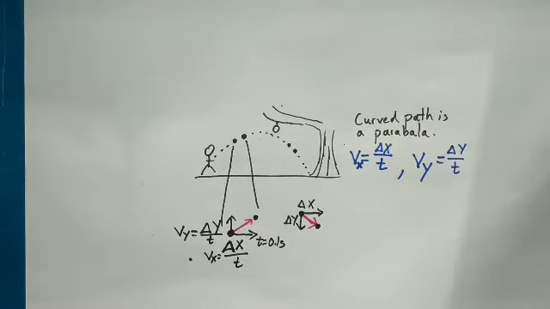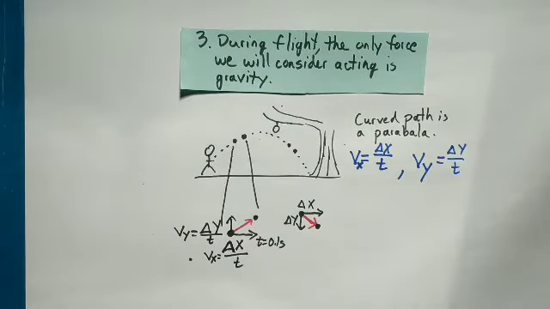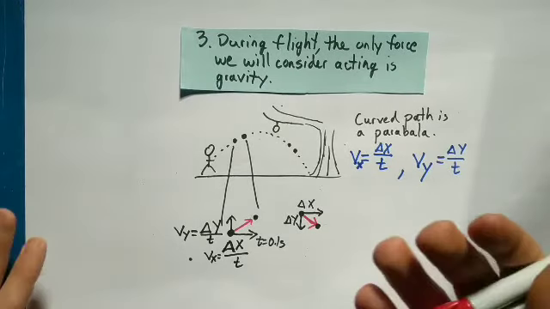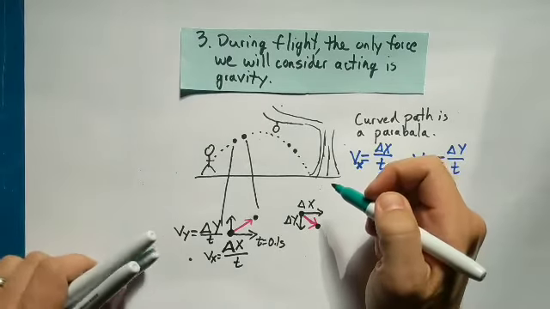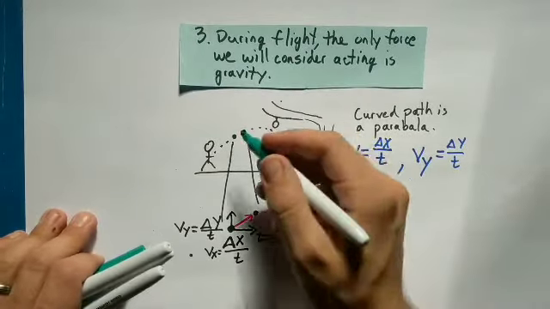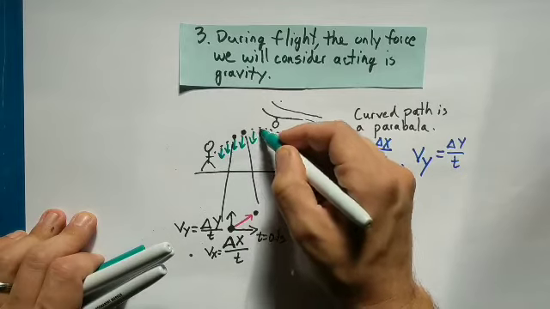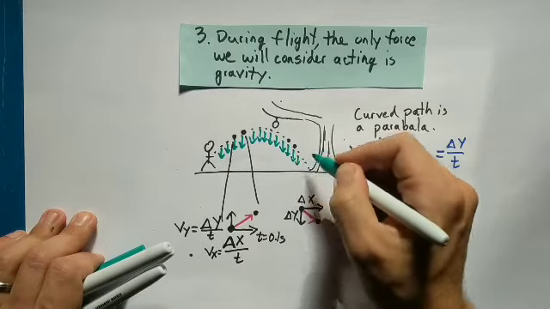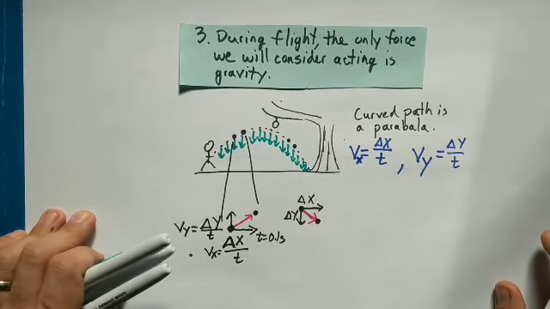And this brings around our third and final point for our conceptual understanding of what we need to do today. During flight, the only force we will consider acting is gravity. We all know that gravity, I will represent gravity with a different color. Gravity will be green because, G and G. And gravity is pulling down on this rock at every point in time. So no matter what point in time I look at, there is gravity. Gravity is always pointing down.